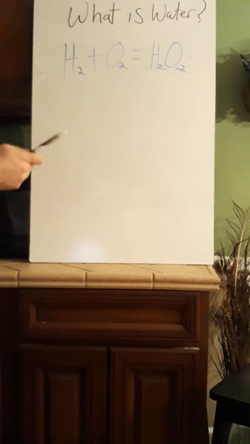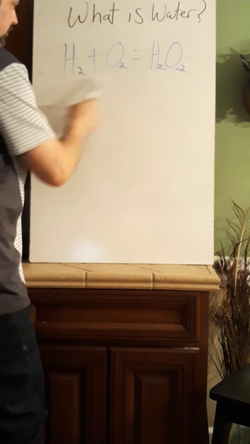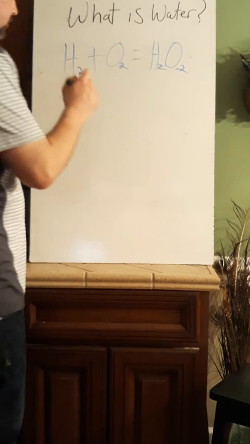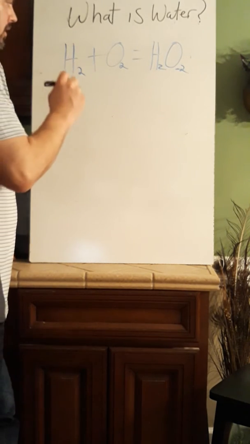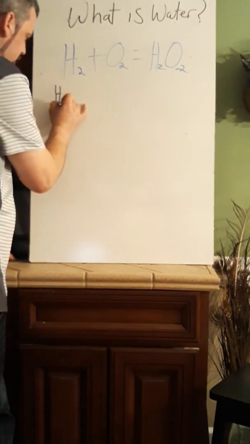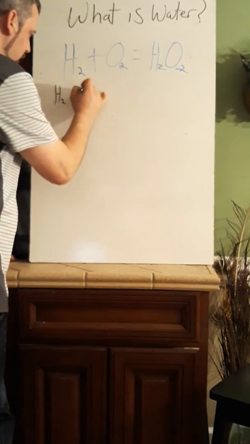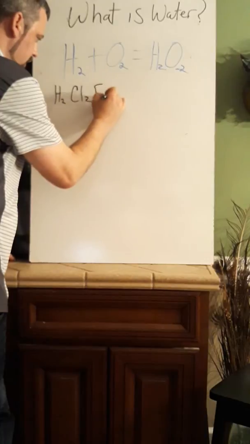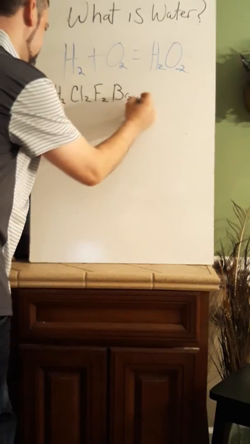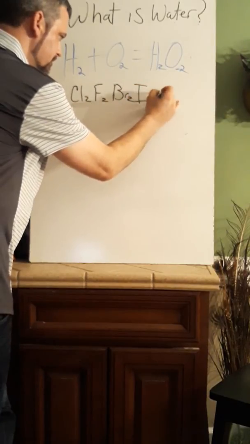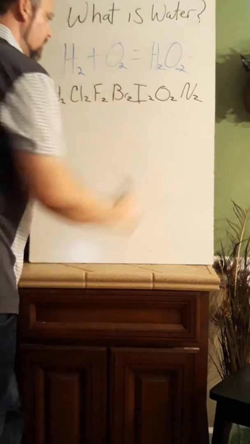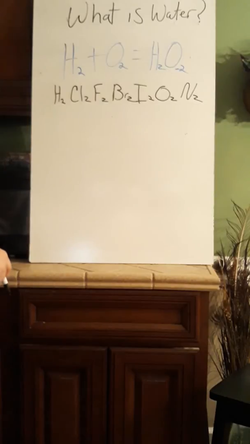The reason that this is H2O is because water is comprised of diatomic elements, of which there's only 7 in the world. They're all gases, and they are hydrogen, chlorine, fluorine, bromine, iodine, oxygen, and nitrogen. These are the 7 diatomic elements of the world.